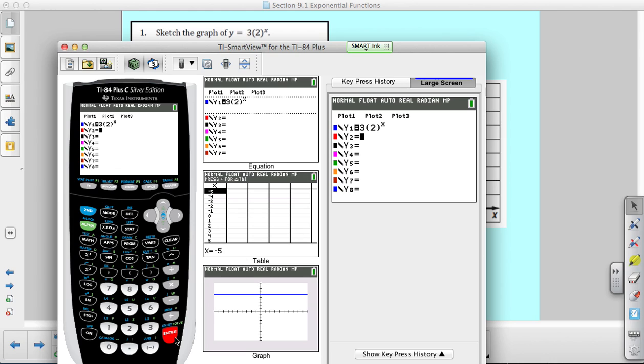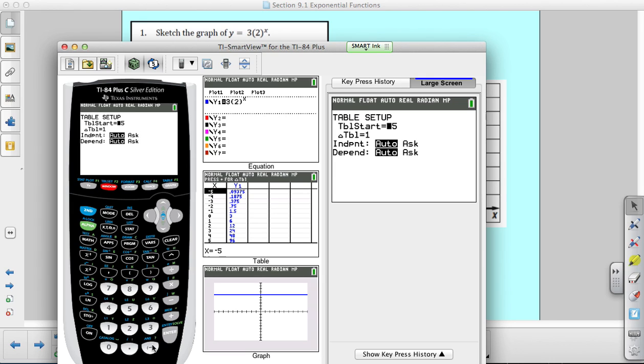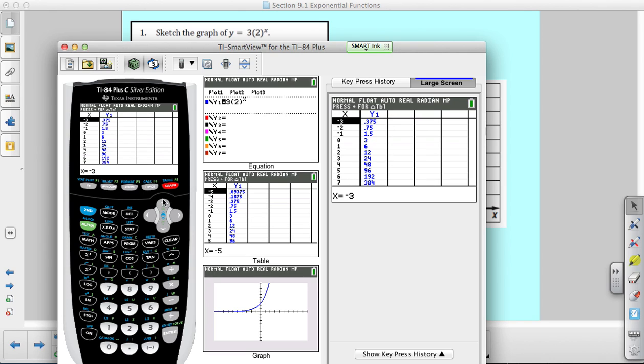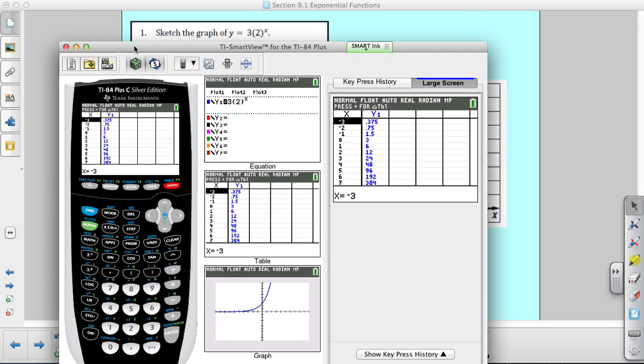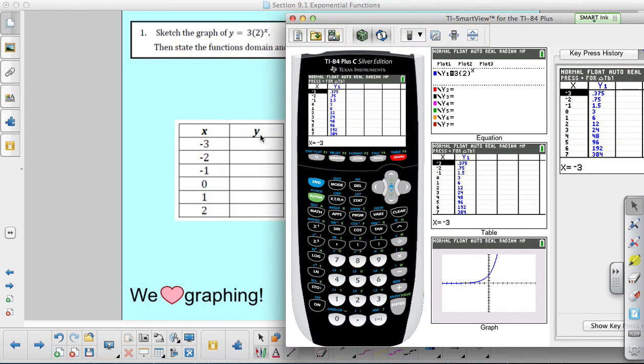And then remember, if I want to change my table values, I'm going to go to the table set. So second, table set. I don't want to start with -5, I want to start with -3. And my delta table, that's what it's going to go by, so we're going to go up by 1s. So that's good. Now I'm going to go ahead and get the table. Remember, second table, it's above the graph. Then it gives me the values here. So I'm going to go ahead and write these values down on here.